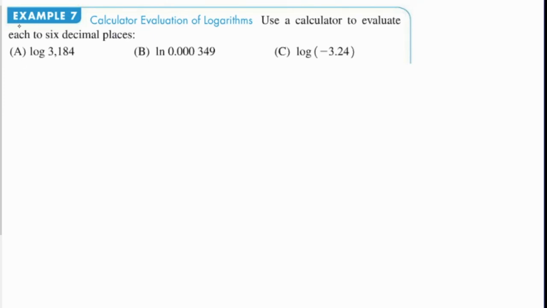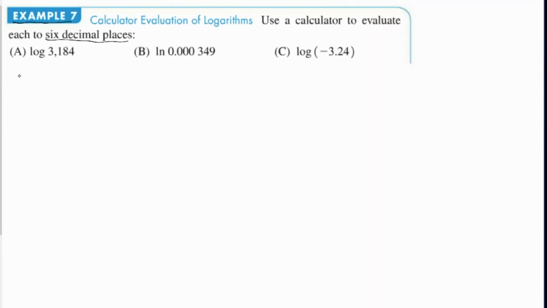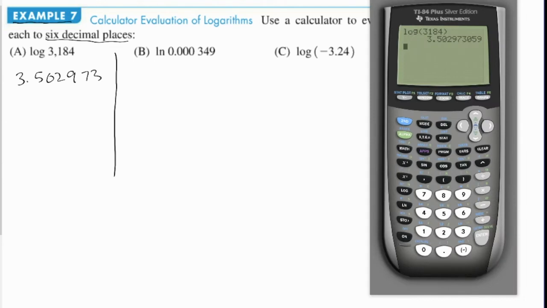Okay, so here's example 7. Just using calculators and rounding to 6 decimal places. We'll get our calculator. This is log, so we use the log base 10 button. 3184. Hit enter. And it says round to 6 decimal places. So that's our answer for A. For B, we'll hit the LN button.